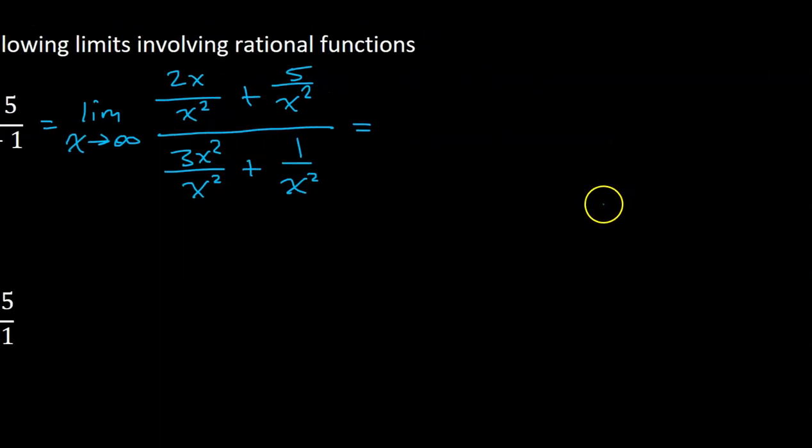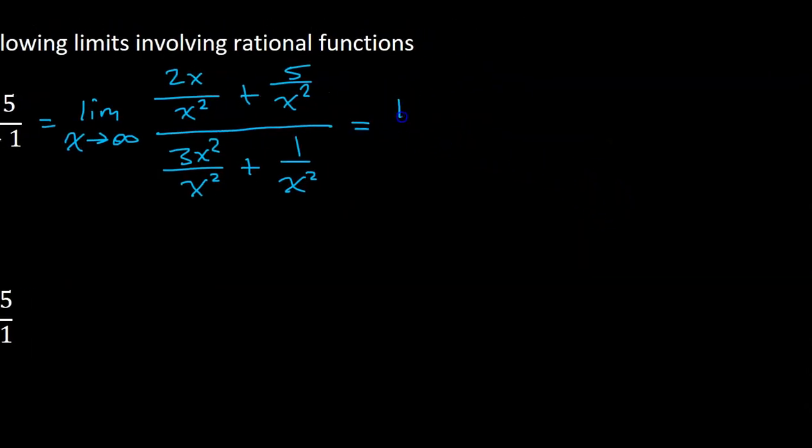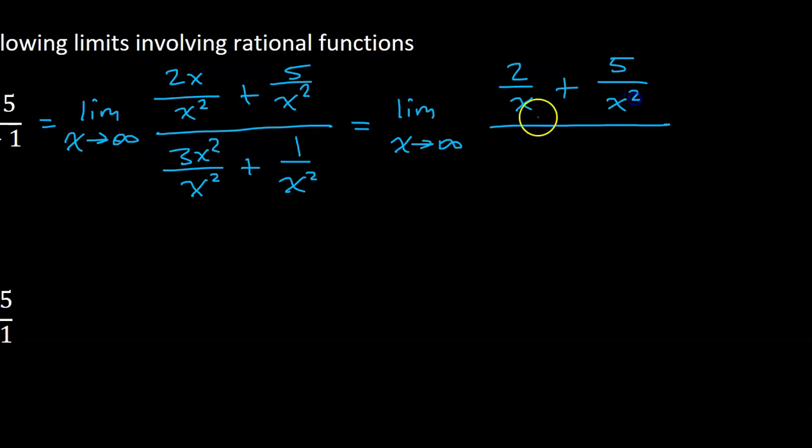Next, we simplify this as far as we can. So we will have the limit as x approaches infinity of, let's see, one of the x's will cancel out, so we will have 2 over x. Nothing we can do with this, so it'll still be 5 over x squared.